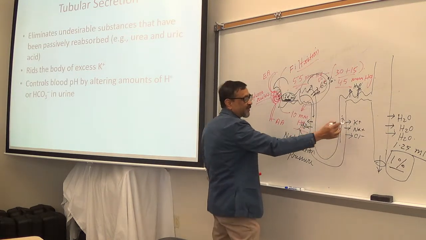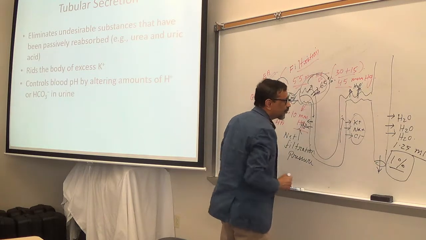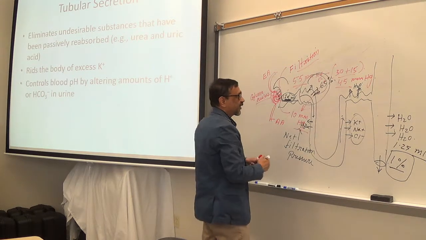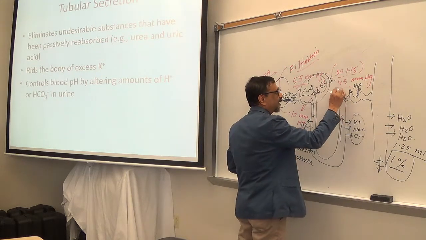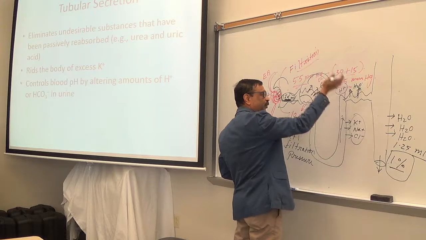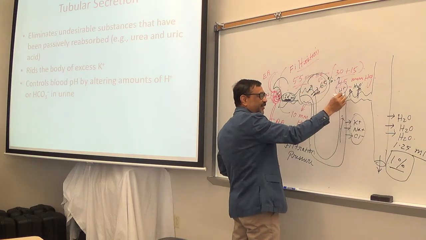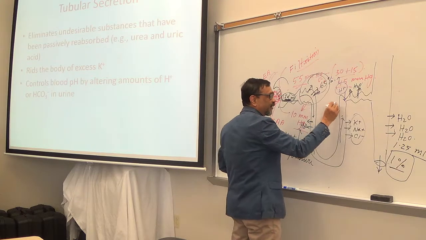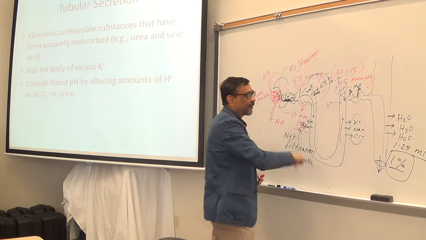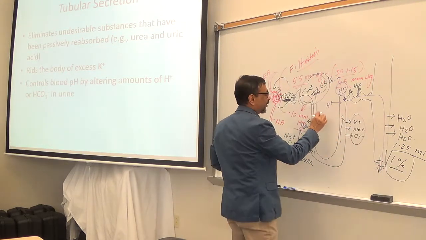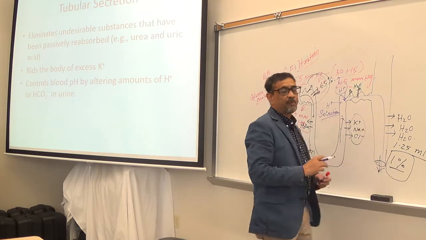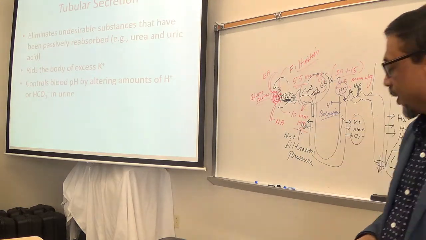Some places water, some places solutes, some places both. And another thing happens during urine formation, that is called secretion. For example, hydrogen ion. If hydrogen ion concentration increases, your blood will move towards acidic. In that case, hydrogen ion will directly enter into the nephron from the body to get out with the urine. So that is called secretion. Just opposite of reabsorption. Okay? Three processes of urine formation.